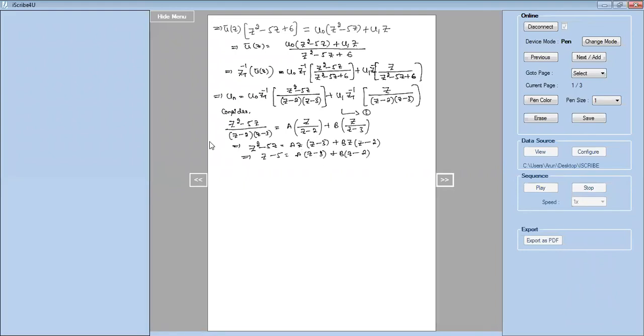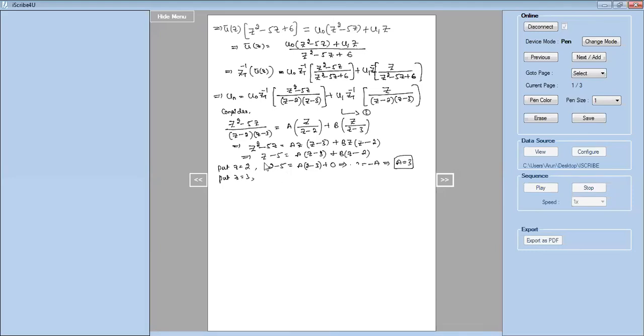So now find the values of A and B. What values can I give? I can observe that 3 I can put and 2 I can put. So let us put z = 2 and then put z = 3. If I put 2 here, it is 2 − 5 equals A into (2 − 3), whereas B becomes 0. So this implies −3 equals −A, so A is equal to 3. Right? So A is equal to 3 from this.